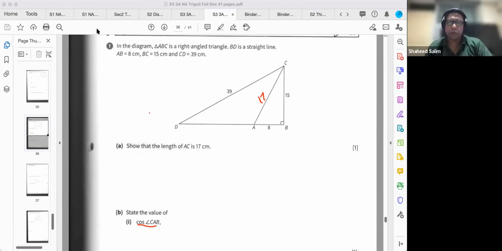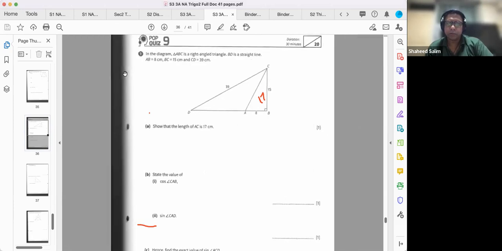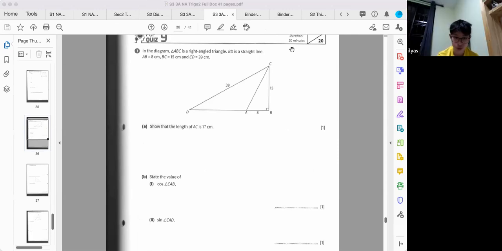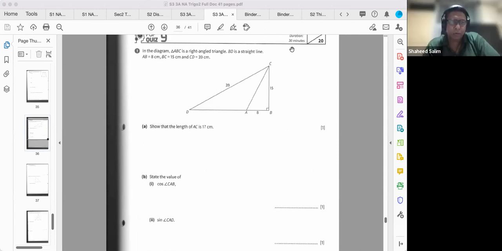Okay, then move on to the next one. Sine CAD. Sine CAD. If you are stuck, tell me you're stuck. I will show you a shortcut.